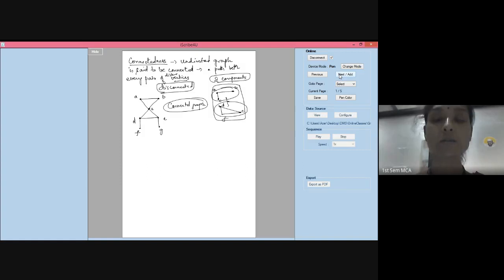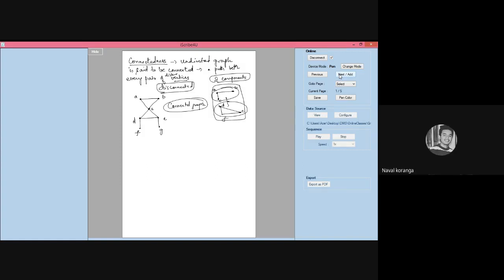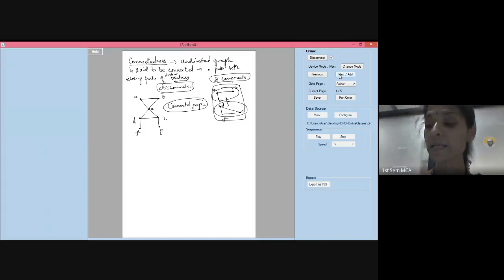Are you getting what I'm trying to say? Yes, ma'am. Connected graph means all the vertices have to be connected by a path. Nothing is left alone, is it not? There is a path for every vertex. Then you call it a connected graph. This is an example of a disconnected graph. There is one part here, ABC, and another part here, D, E and F. Some connection is missing between C and D. It is not connected. That is why you have two different components of this graph. Such a graph you call a disconnected graph.